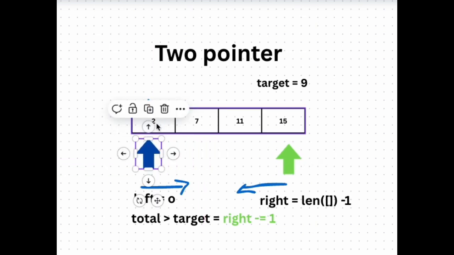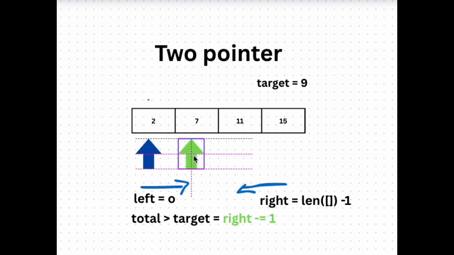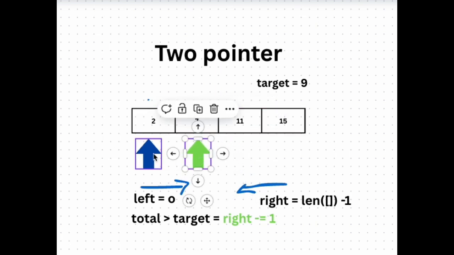So in our case, what's 2 plus 15? Well, 2 plus 15 is 17. That's greater than the target, so we move right down. Then we go again, what's 2 plus 11? That's 13. Again, that means we have to move right down. Then we go 2 plus 7. Well, 2 plus 7 is equal to the target, and so then we return the indices. And just so you guys remember, it did say that it would be the index plus 1, so it wouldn't be 0 and 1, it would be 1 and 2.